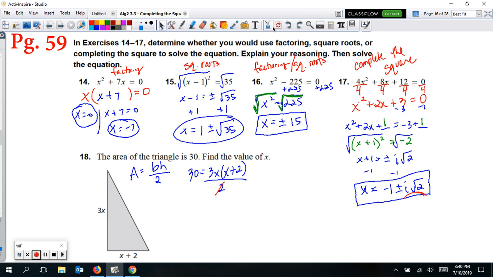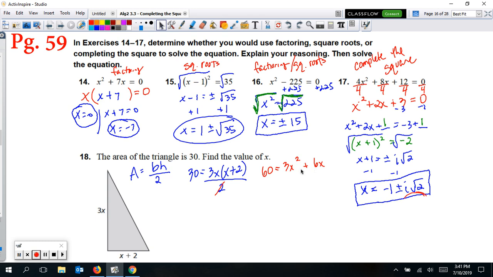We can cross out that 2, and now it's going to give you 60 here when we multiply this side by 2. Multiplying this side by 2 gets rid of the fraction, and we'll just now distribute this. So 3x times x is 3x squared, and 3x times 2 will give us 6x. Okay, so that gives us this quadratic equation. So now we need to solve the quadratic equation for x.